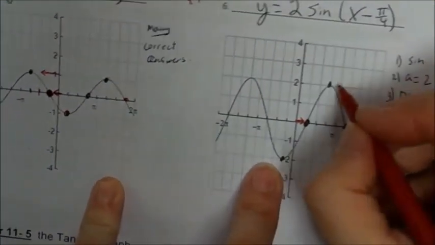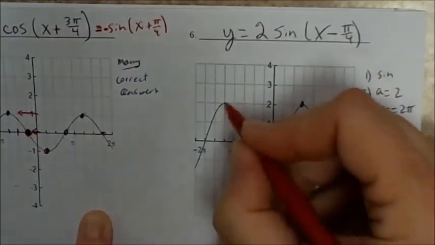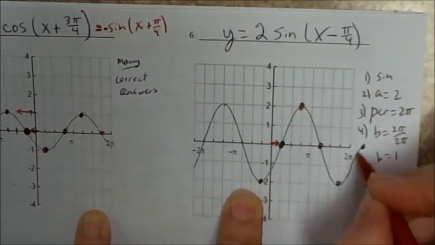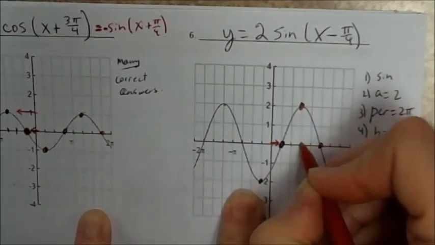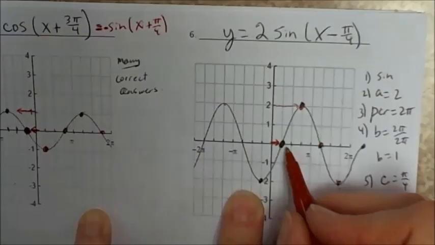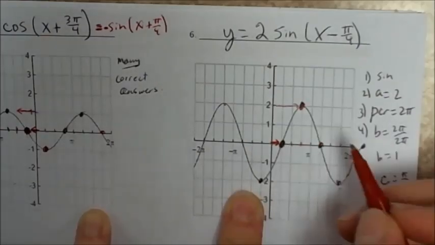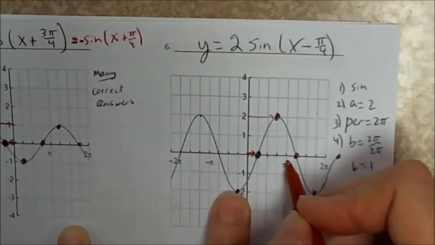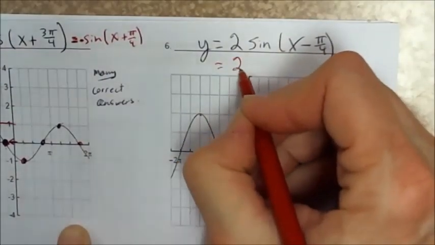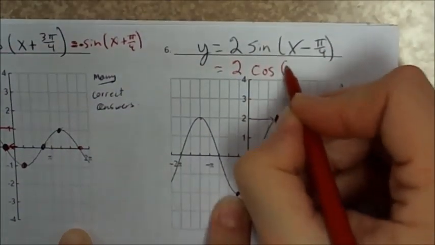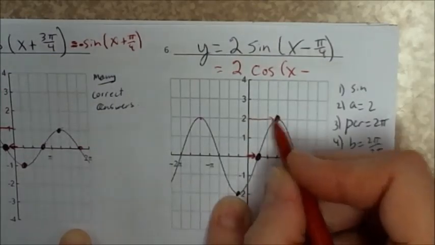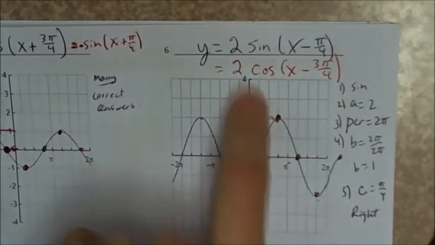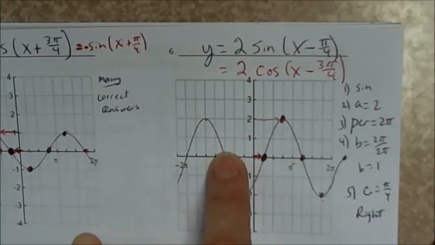And then if you want to call this a cosine curve, you can start up here, start back there. It really doesn't matter. I think I'll start right here. Top, middle, bottom, middle, top. And so how much has this been shifted to the right? Well, this is 1 pi over 4, 2 pi over 4, 3 pi over 4. Yep, 3 pi over 4 to the right. So this is the same thing as 2 times the cosine of x minus 3 pi over 4. So I just wanted to show you that there are many, many different answers to these questions.